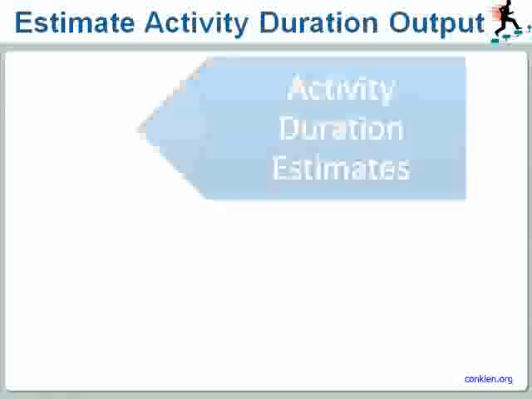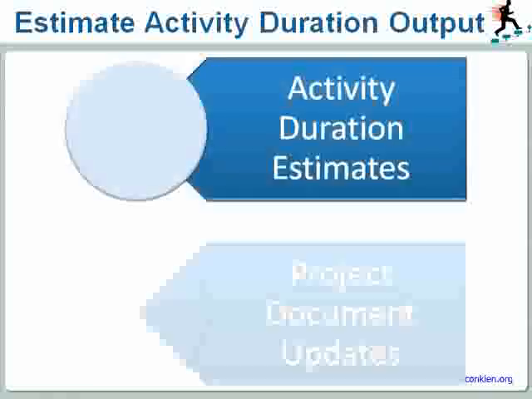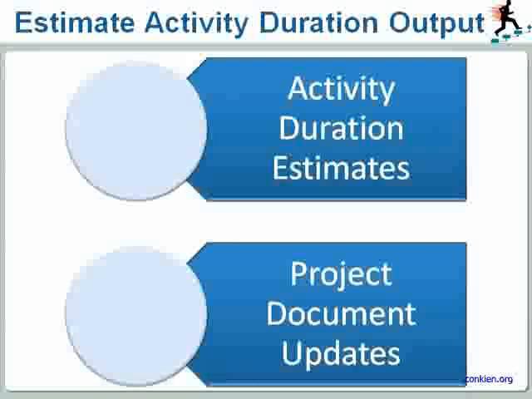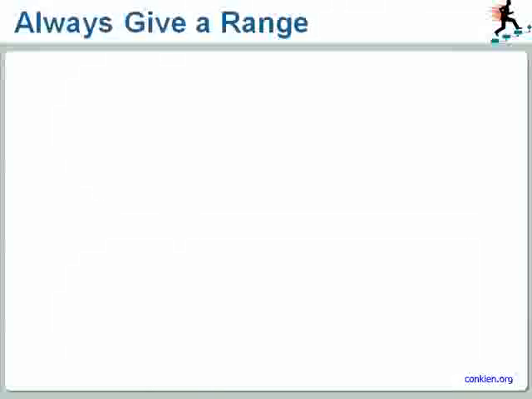We are moving on to the 2 outputs of estimate activity duration. They are the activity duration estimates and the project document updates. When it comes to the activity duration estimates, let me give you an example. Your boss comes to you and shows you a preliminary scope and asks, how long will this type of project take? You'll look at it and you will think to yourself, this should take about 2 months. But to your boss, you will say, this will take about 6 to 10 weeks. This is what we call a range.